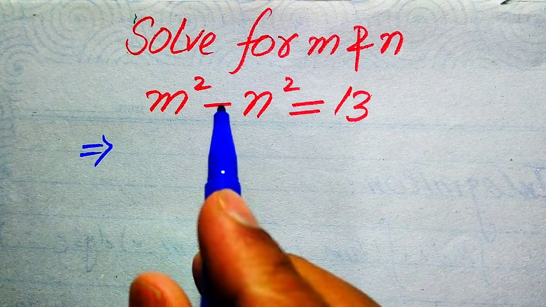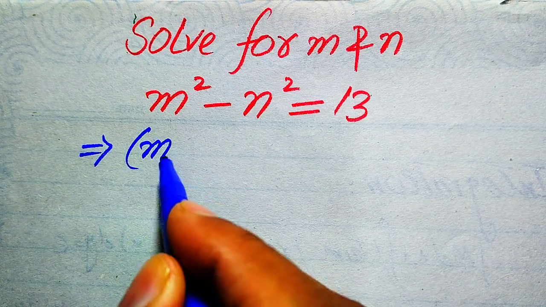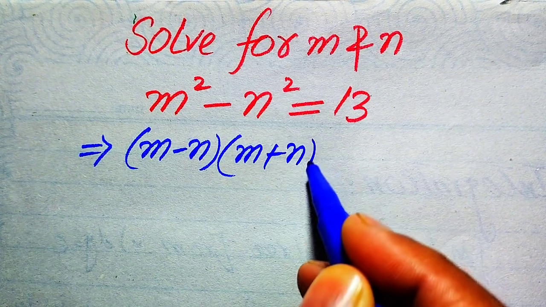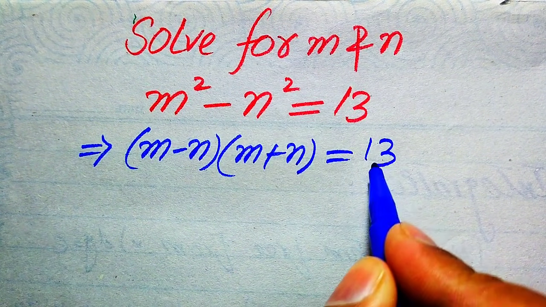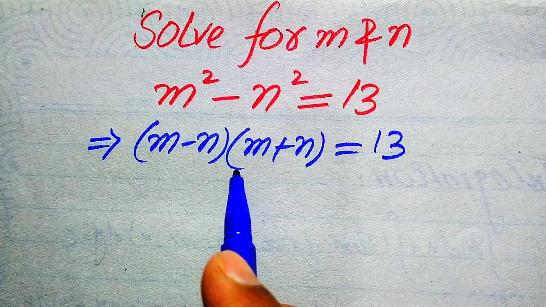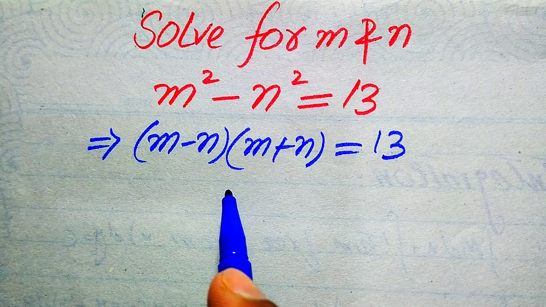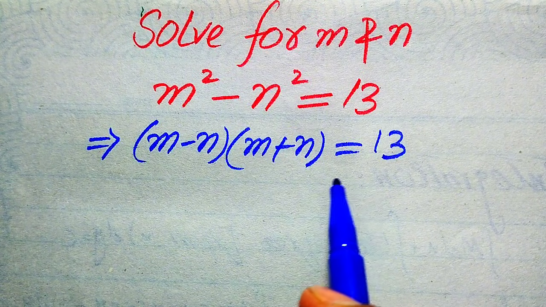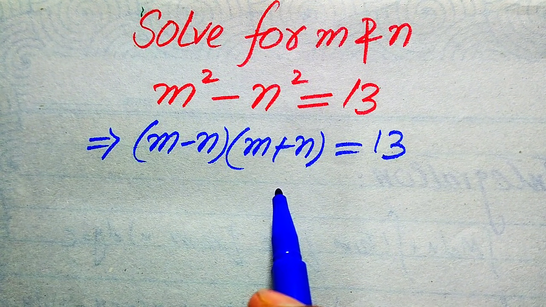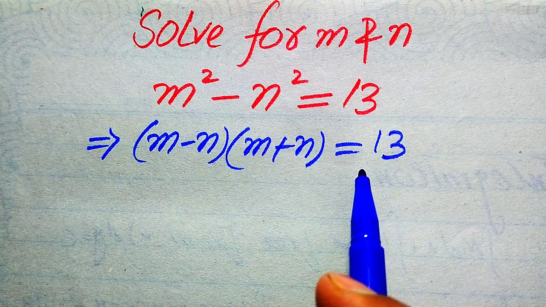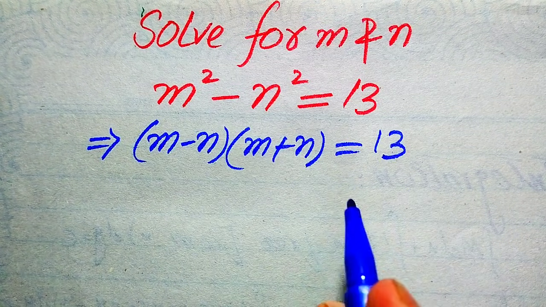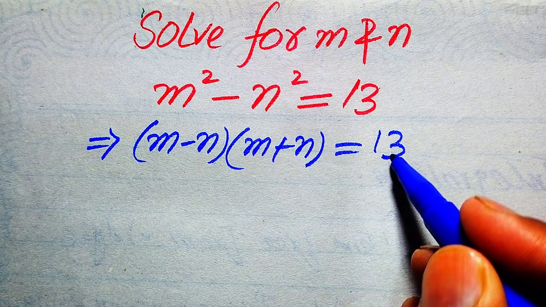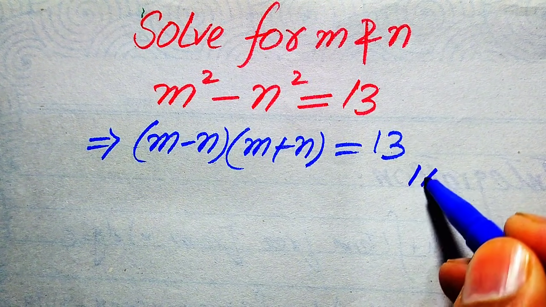So m square minus n square is equal to m minus n times m plus n is equal to 13. So you see here in the left hand side we have two factors multiplied by each other, but in the right hand side we have only one factor. So we need to break our right hand side into the product of two factors.